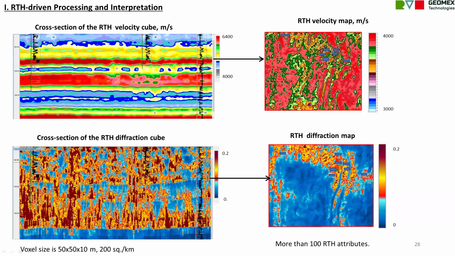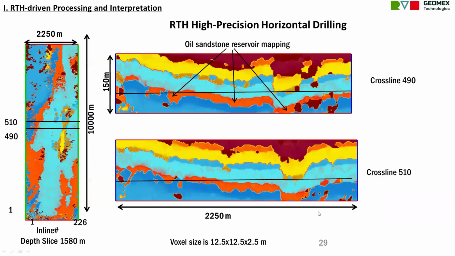This is an example of a velocity cube, cross-section and depth section, and a diffraction cube, cross-section, depth section. 200 square kilometers. Voxel size about 50 by 50, or 10 meters at the depth. More than 100 attributes. This example concerns the application to horizontal drilling, assisting horizontal drilling.